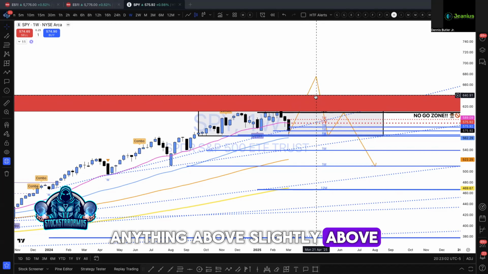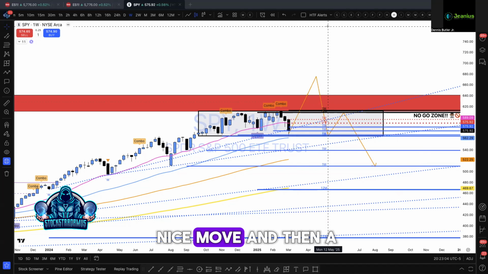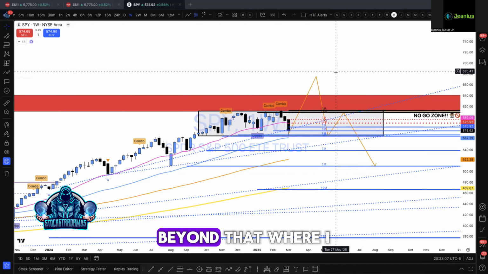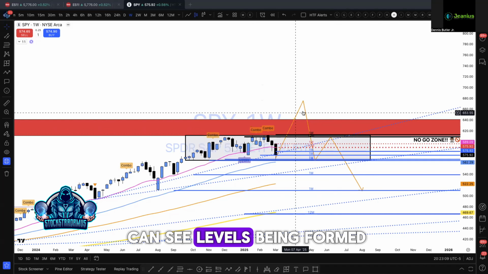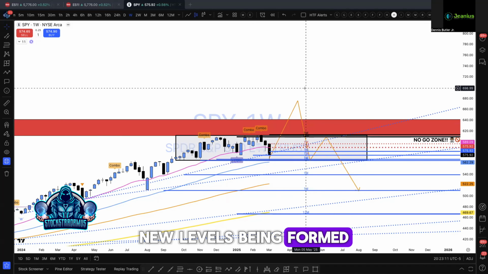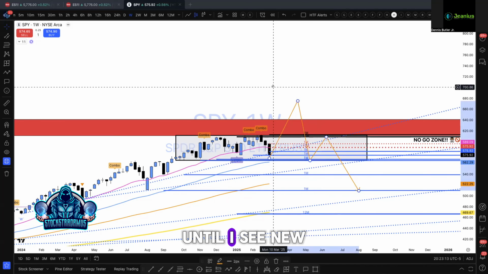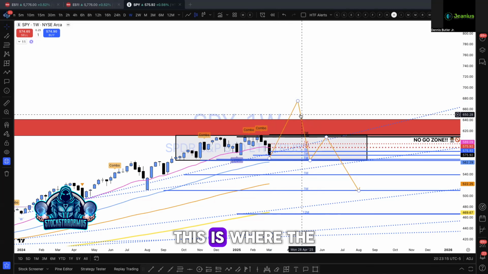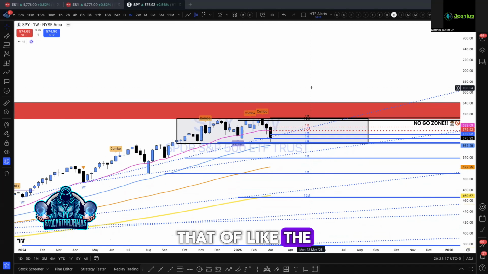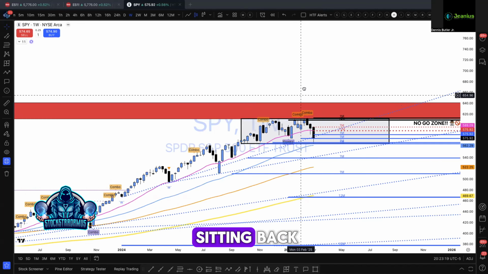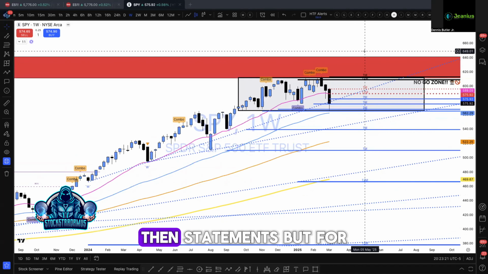Anything slightly above this point here, if it isn't a nice move and then a nice retracement beyond that, where I can see levels being formed, new levels being formed, because this is no man's land. Until I see new levels being formed, this is where the patience of great traders comes in. This is where you're sitting back, watching and playing your if-then statements.